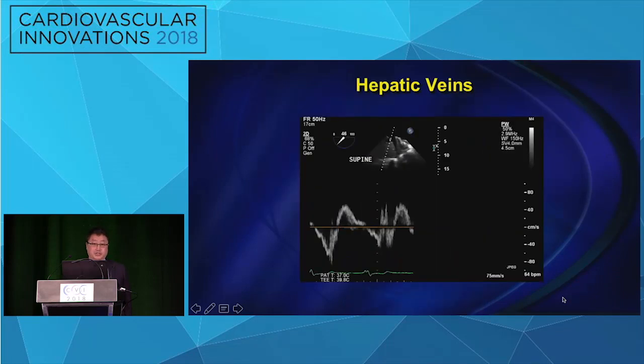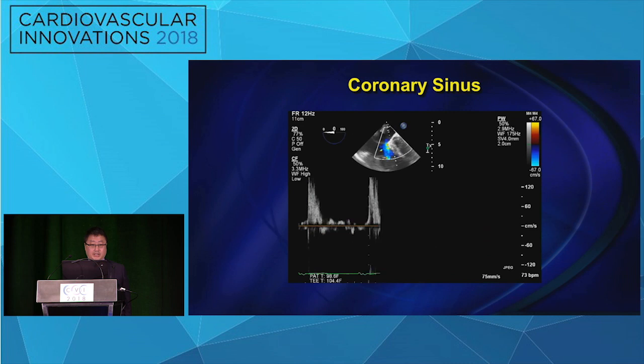Don't forget from TE, you can also interrogate the hepatic veins. And sometimes you get this eccentric TR that gives you this coronary sinus reversal.